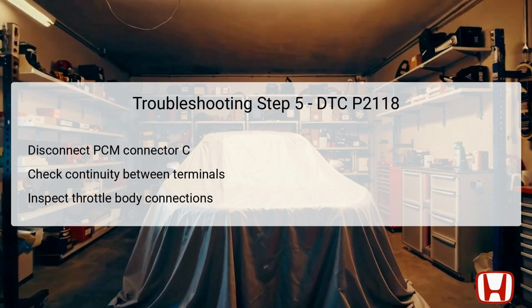Should the continuity test reveal no connection, this suggests potential wiring problems or faulty connections within the throttle body itself. Thus, immediate inspections of these wiring pads and connections are vital before moving on to concluding diagnostics.